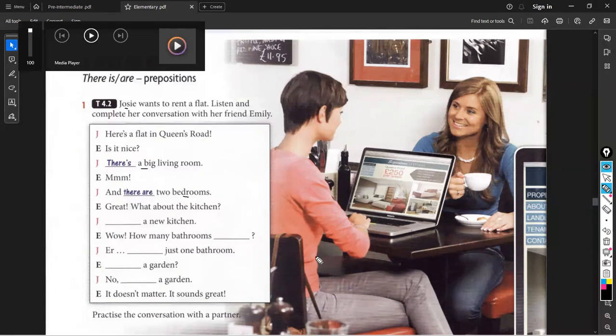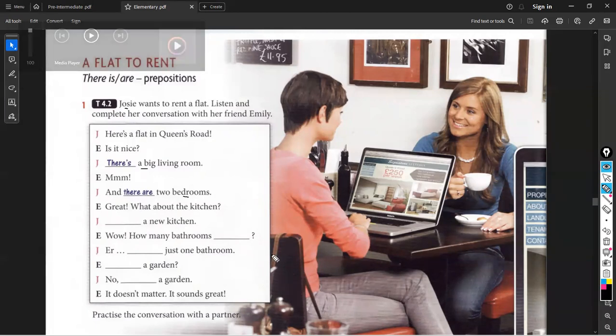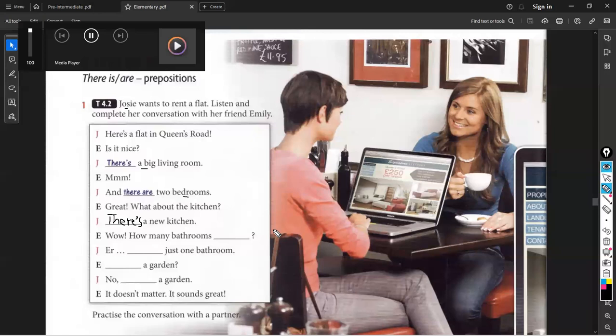What? There is? Oh, bravo. There is a new kitchen. Oh, there's. Of course, there's is an abbreviation of there is. So there is a new kitchen in the flat. So let's complete listening.